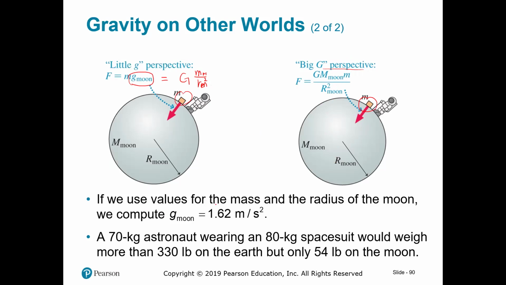So if we use values for the mass and the radius of the Moon, we see 1.67, which is about 6 times smaller than the gravity of the Earth. So if we have a 70 kilogram person with an 80 kilogram space suit, his mass is now 150, but times what? Instead of 9.8, 3.62. That's going to be your weight on the Moon.